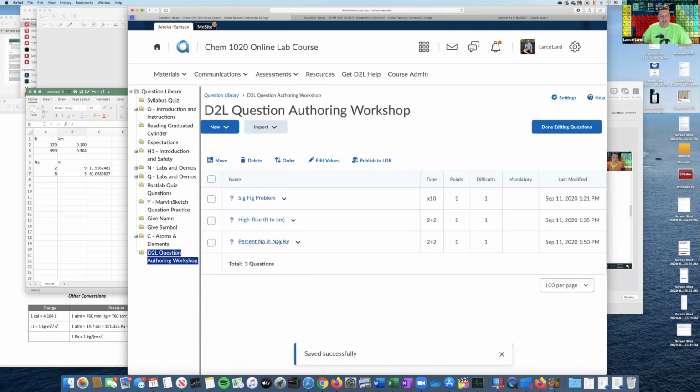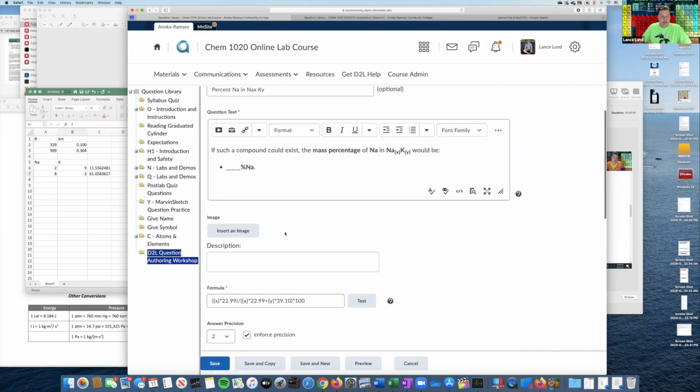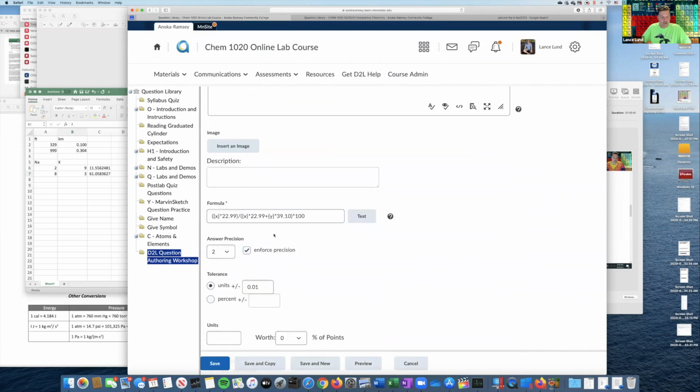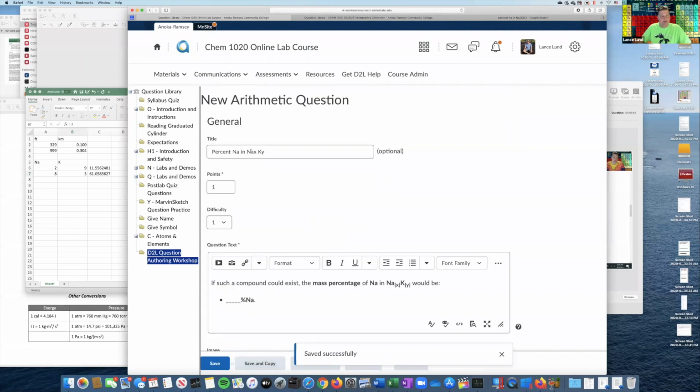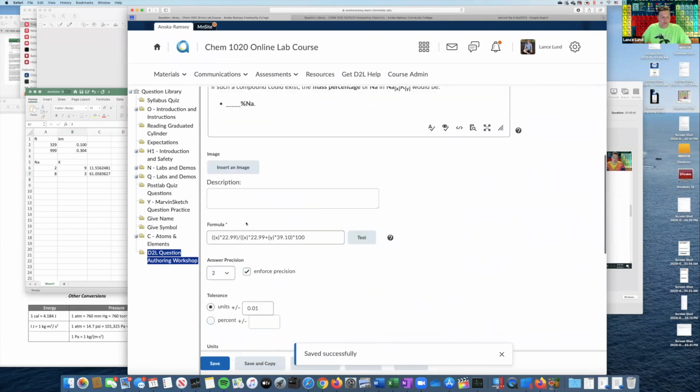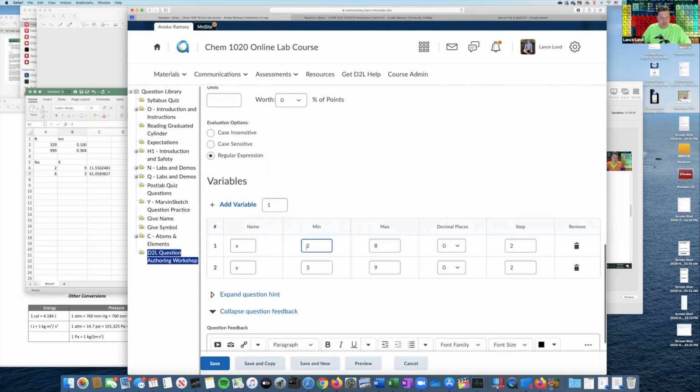And what's really nice about this now is that if we want to shake things up a bit, I'm going to save and copy. And now I'm going to change these around so that sodium will go from 3 to 9, and potassium will go from 2 to 8. And so now I've just generated a new set of questions.